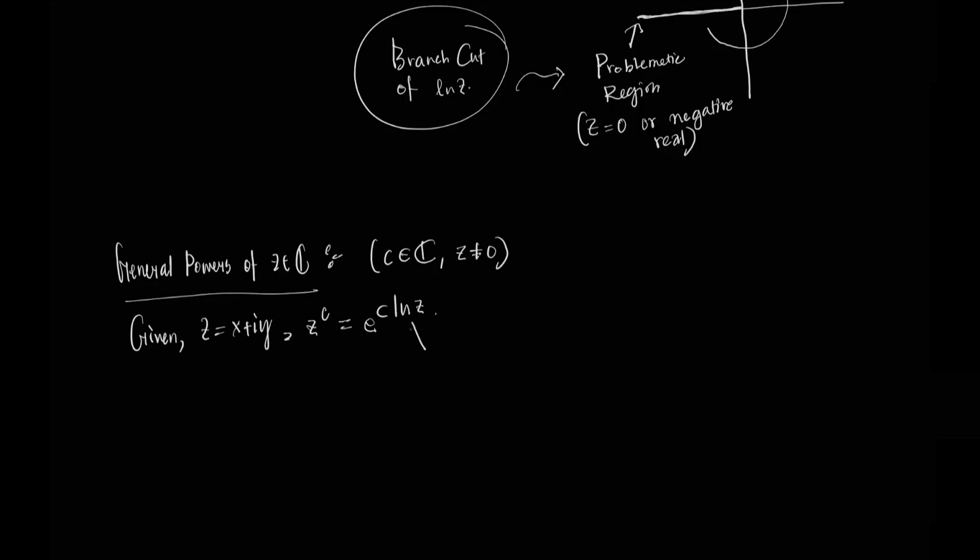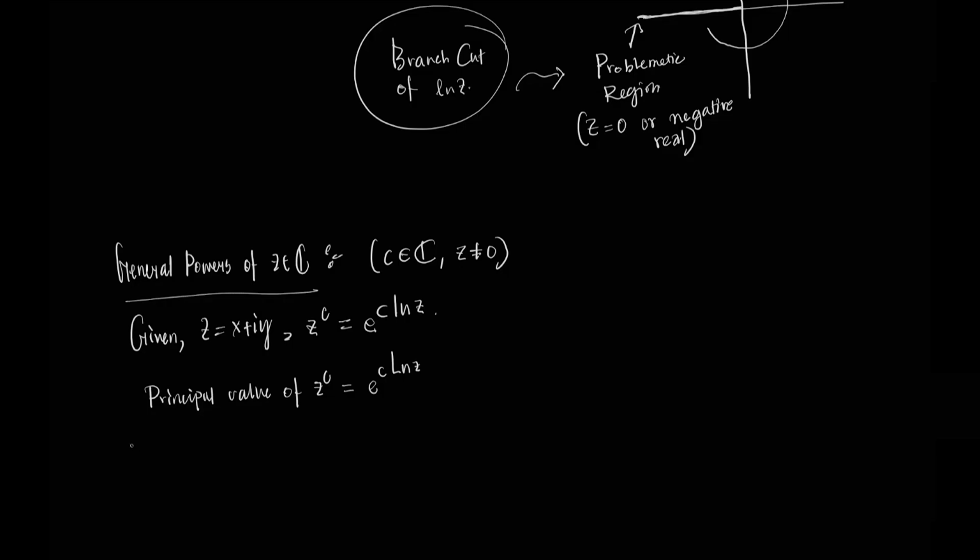Now you see, this log z has infinite values, right? So therefore z power c also has infinite values. Okay, so we will say that the principal value of z power c is nothing but e power c times capital Log of z, the principal log of z. Yeah, so this is the principal value of z power c.